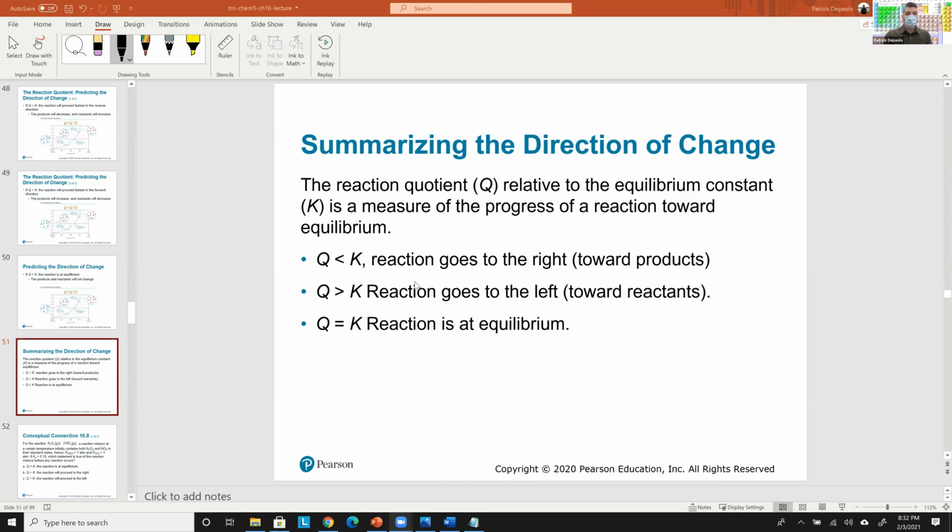Q is greater than K, that means it's too much towards the products. The ratio at this point of Q is too much towards the products, then the reactants will increase, meaning the reverse reaction will take precedence, will happen faster. And then when Q is equal to K, that's when equilibrium is reached.